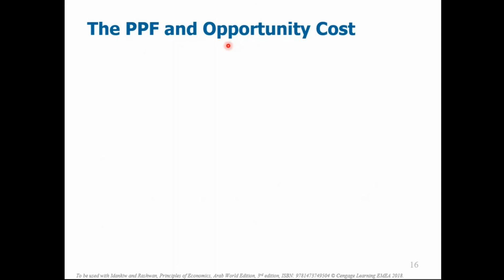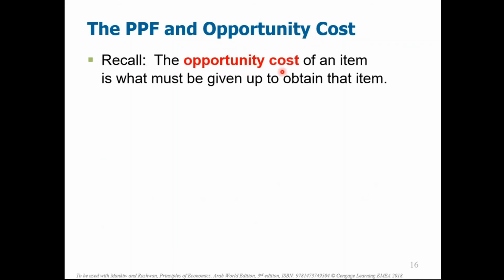So what do we learn from this? Remember the opportunity cost concept we studied in the 10 principles of economics? The opportunity cost of any item is what must be given up to obtain that item. Which means that if we want something, we need to give up something else. For example, you have 5 hours to study. If you spend 2 hours studying math, you are having less time to study the Arabic language, right? You are giving up some of your time to study math instead of studying Arabic. So this is the idea of opportunity cost.